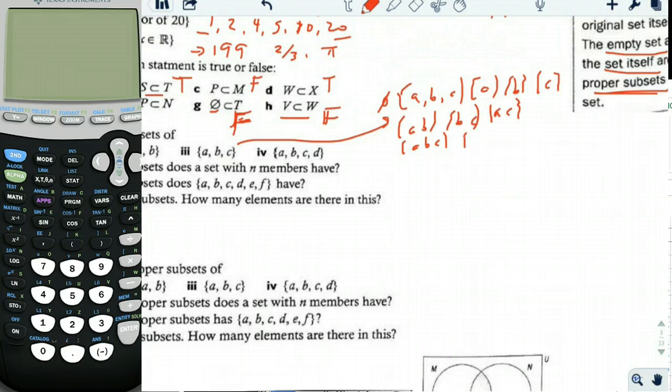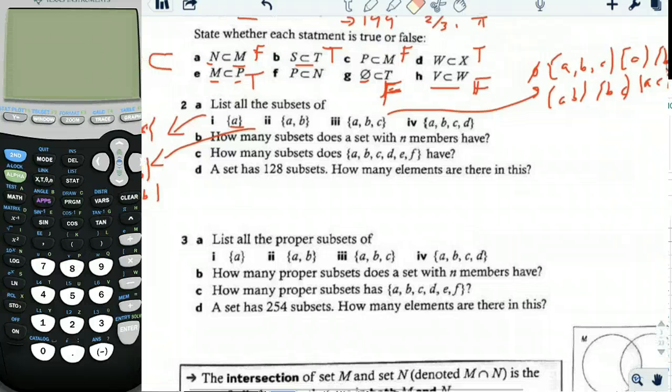Oh, I went too far. I'm doing the wrong one. I was doing this one, right? And then that would be 1, 2, 3, 4, 5, 6, 7, 8. That would be 8. Okay, so let's see.